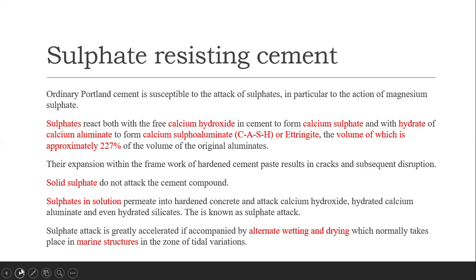Most probably this type of cement is also used in offshore areas, where the structure is subjected to alternate wetting and drying conditions, as well as where the presence of salts from the marine environment tends to attack.